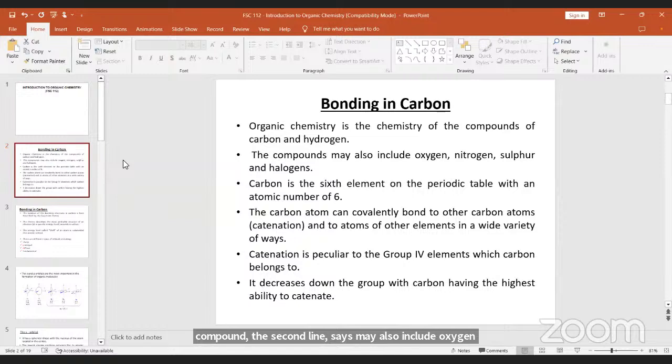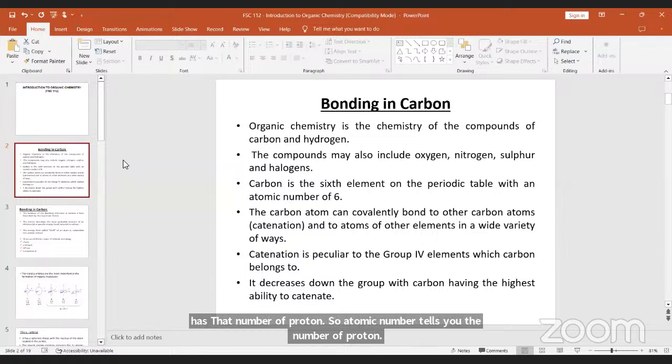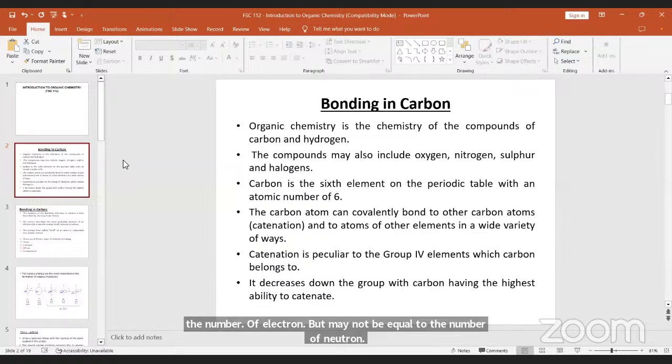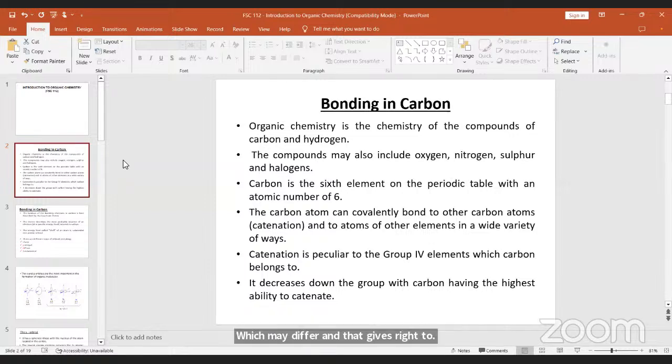Carbon is the sixth element on the periodic table, as I've said today, with an atomic number of 6. When you say an element has an atomic number of something, it means it has that number of protons. So atomic number tells you the number of protons. For a neutral atom, the emphasis here is neutral atom, the number of protons is also equal to the number of electrons, but may not be equal to the number of neutrons, which may differ, and that gives rise to isotopes.